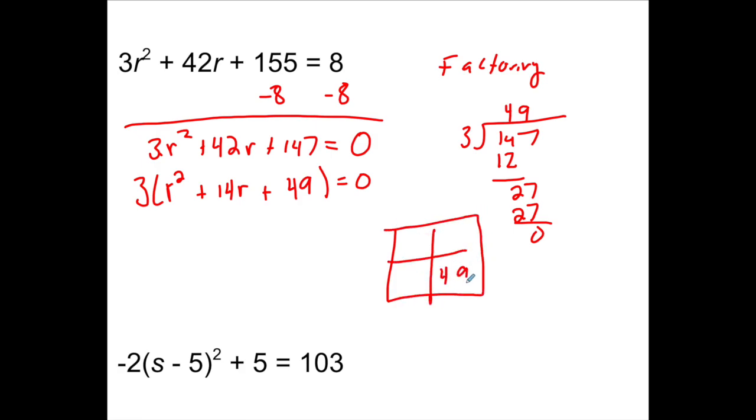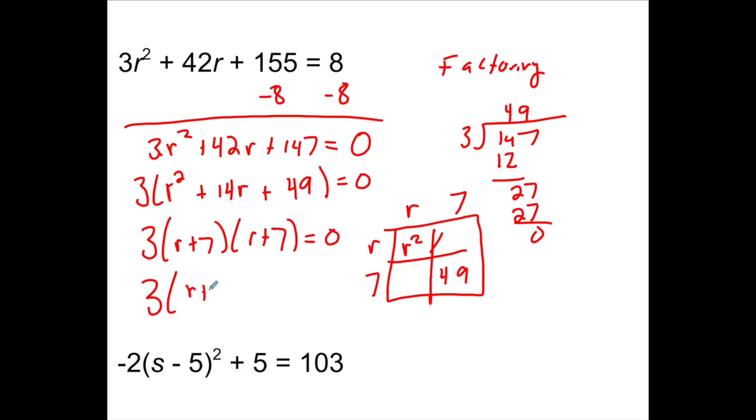Okay, so I get 49. I get r squared. And now I need these to add up to 14 and multiply to 49. So I'm looking for 7 and 7. So I get 3, r plus 7, r plus 7 is 0. So 3 times r plus 7 squared is 0.